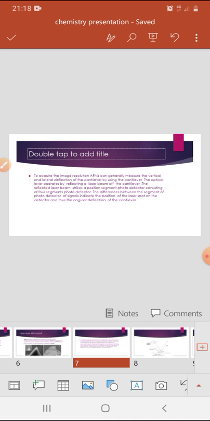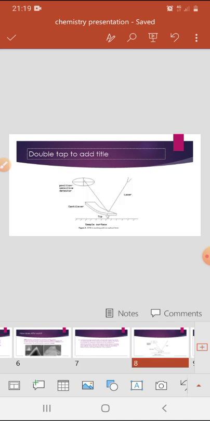To acquire the image, AFMs generally measure the vertical and lateral deflection of the cantilever by using an optical lever. The optical lever operates by reflecting a laser beam off the cantilever. The reflected laser beam strikes a position-sensitive photodetector consisting of a 4-segment photodetector. The difference between the segments of the photodetector signals indicates the position of the laser spot on the detector and thus the angular deflection of the cantilever. Again, this is the diagram of the cantilever, tip, laser, and position sensitive detector.